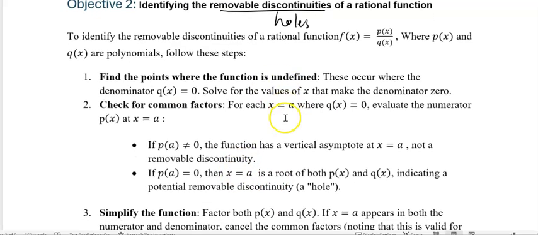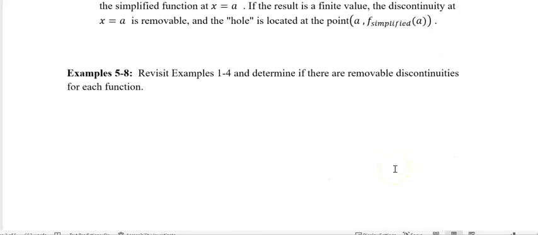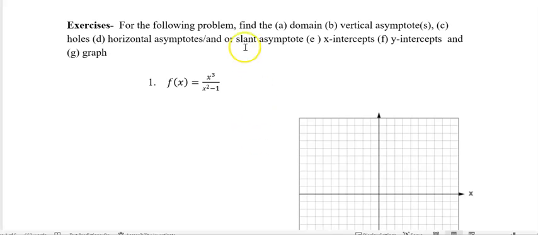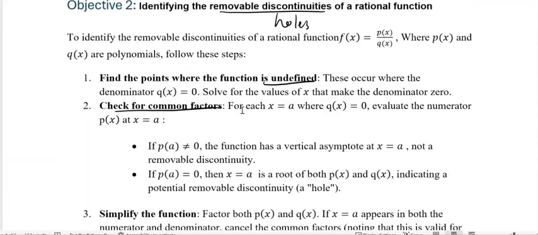Find the point where the function's undefined and then check for common factors. If that's the case, you have a hole. Okay, so we already did that. I kind of led with that. So we found holes and horizontal asymptotes. All right, let's start with this one. I'll come back to that other problem because that one's a little complicated.